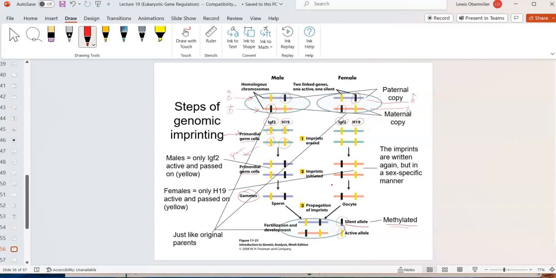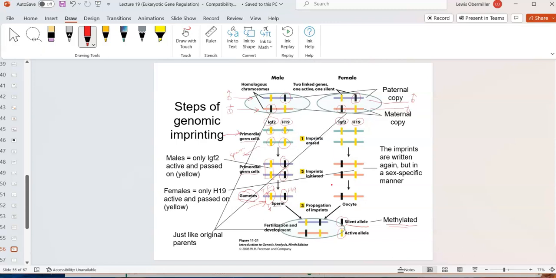Remember, the dad turns off all of his H19, right? Because in your dad, you inherit a shut off copy of H19. So in the sperm, the H19, no matter what chromosome it's on, those are both shut off. They're remethylated. These IGF2s are both turned on. So when the sperm is made, H19 is off in males and IGF2 is on in males, right? This is the sperm gamete.